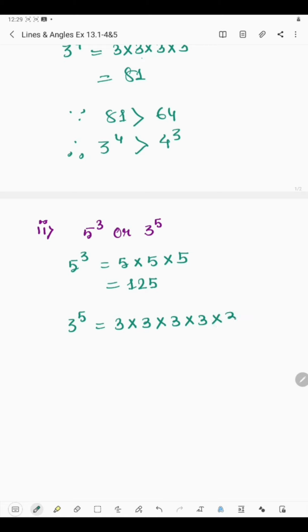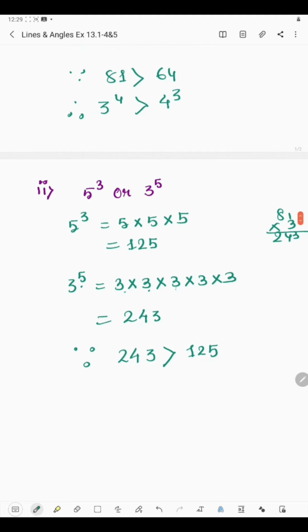3, 4, 5. Now 3 3s are 9, 9 3s are 27, 27 3s are 81. Now 81 into 3. 3 1s are 3, 3 8s are 24. So it's 243. So the value of 5 to the power 3 is 125 and the value of 3 to the power 5 is 243, which is greater. So 243 is greater than 125. So 243 means which exponential form here? 3 to the power 5, because the value of 3 raised to the power 5 is 243. So 3 raised to the power 5 is greater than 5 raised to the power 3.